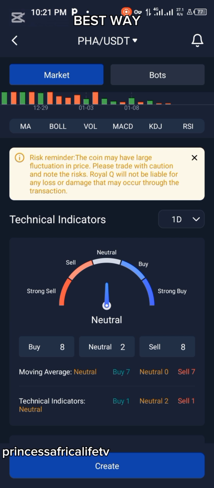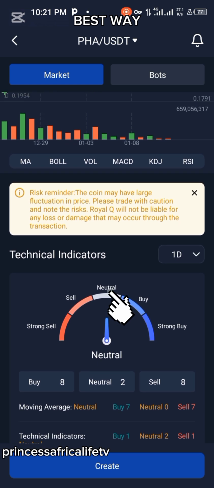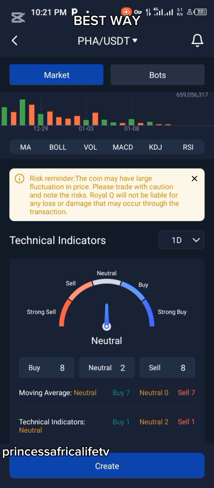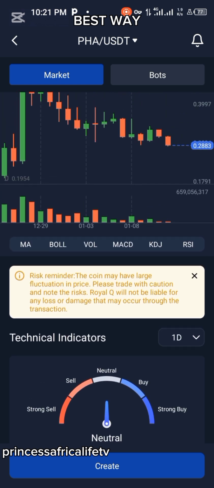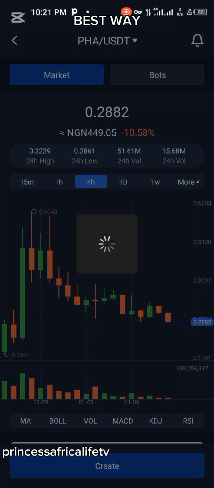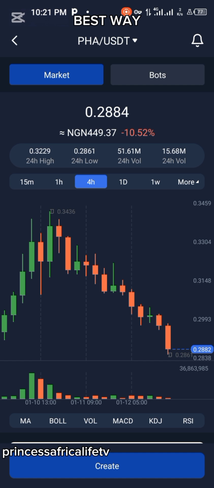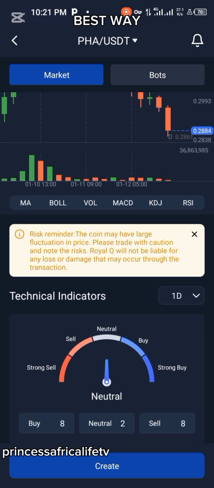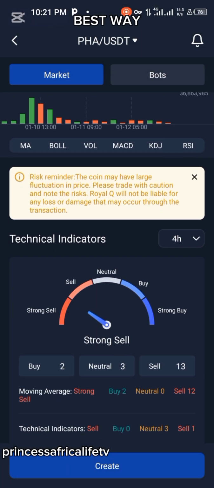Now, this is telling me that it is neutral. Neutral is either going to go this way or this way. And then we're going to check it on the 4 hours time frame. Come down here again, change it to 4 hours. Right now, are you seeing this? It's telling me sell, in between sell and strong sell. That is to say, this coin is about going up. If it were in this buy here, I will not buy.